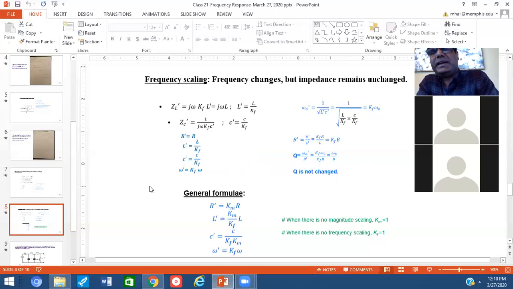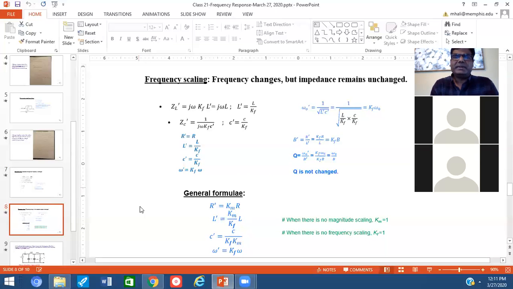Similarly for B prime, it is R prime over L prime. R prime is equal to R, but L prime equal to L over K. That's why K got into the numerator, and finally, it is K multiplied by B. This means in this case, bandwidth got changed. How about quality factor? Q equal to omega naught prime over B prime. So omega naught prime equal to KF omega naught, and B prime equal to KF into B, but KF got cancelled. Finally, omega naught over B. This means Q was not changed.